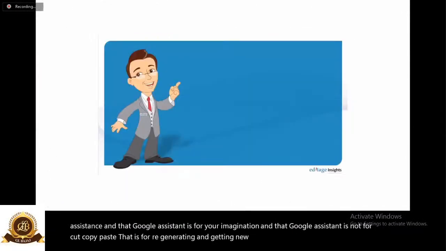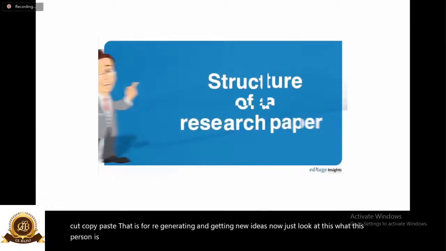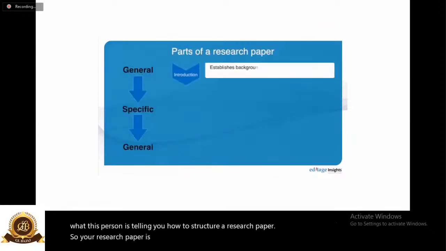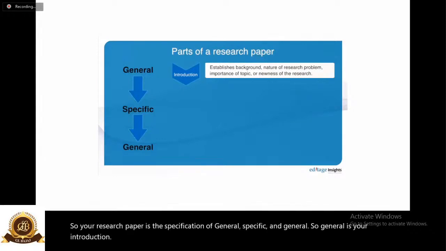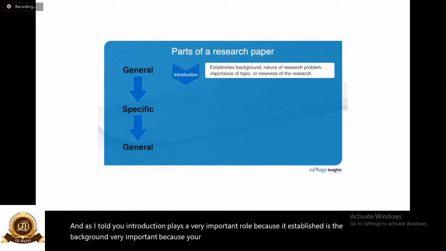Now, just look at this, what this person is telling you about how to structure a research paper. Writing goes through general, specific, general. So your research paper is a structure of general, specific, and general. General is your introduction. Start off with a general statement, compile references, and talk about the general. As I told you, the introduction plays a very important role, because it establishes the background. Very important, because your background is part of your introduction.